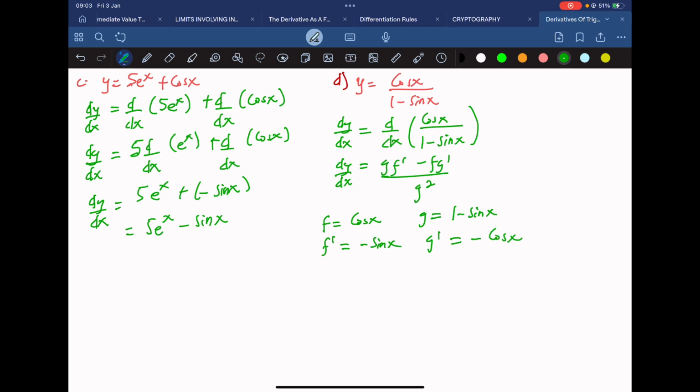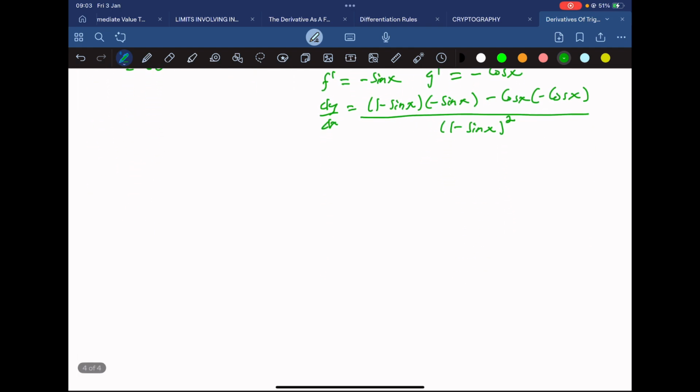So doing your substitution, you have g, which is just 1 minus sine of x. You have f prime, which is minus sine of x. Then minus your f, which is cosine of x, times g prime, which is minus cosine of x, out of g squared. So g is 1 minus sine of x all squared.